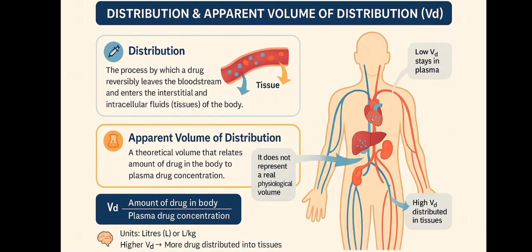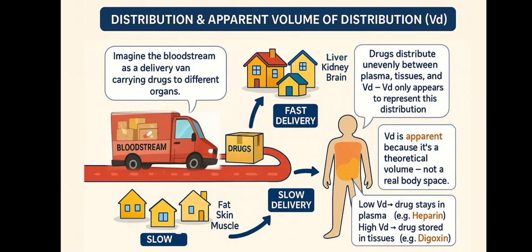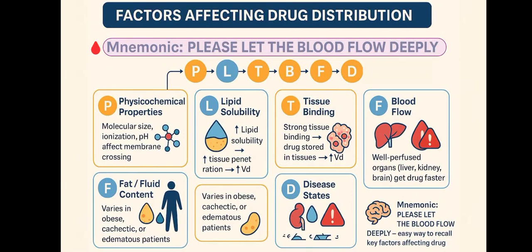Clinically, this concept helps in calculating the loading dose of a drug using the formula: loading dose is equal to VD times desired plasma concentration. Therefore, drugs with a high VD require a larger loading dose to reach effective plasma levels. The factors affecting drug distribution can be easily remembered using the mnemonic "Please let the blood flow deeply."